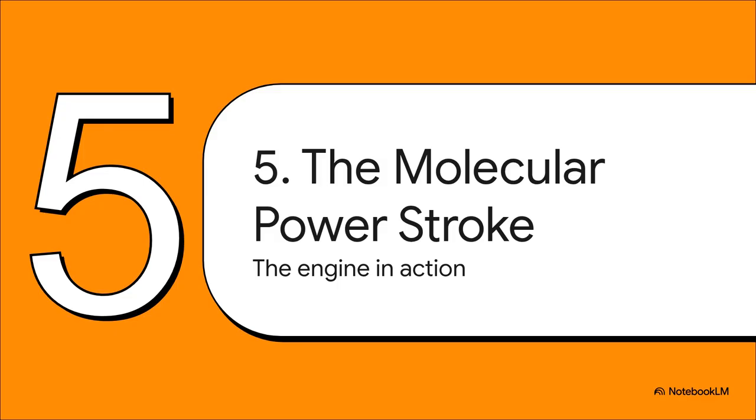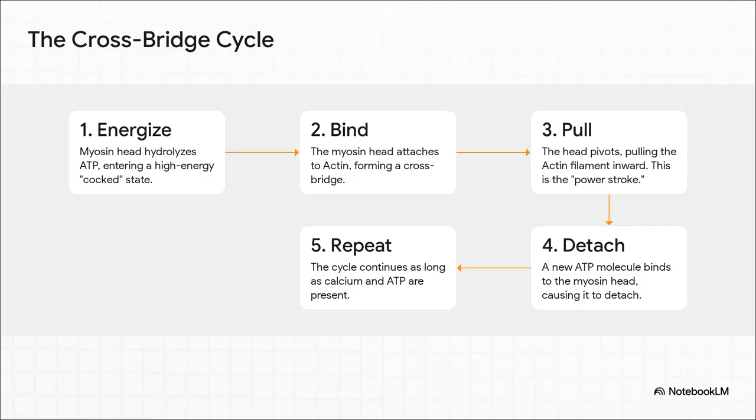This is it. This is where the actual force is generated. We call this the molecular power stroke. And this all happens in a really rapid, powerful cycle. First, the myosin head burns some ATP, using that energy to get into a cocked, high-energy position. Then it binds to the actin, forming what we call a cross bridge. Then, bam, the power stroke happens. The head pivots and pulls that actin filament inward. Finally, a brand new ATP molecule comes along and binds to the head, which makes it let go of the actin, and then the whole cycle starts all over again, ready to grab and pull again and again as long as that signal is active.